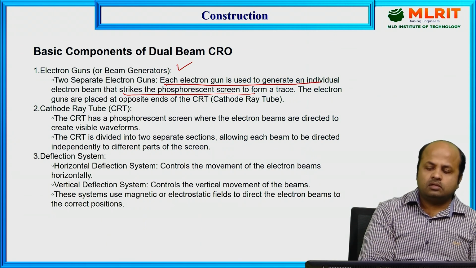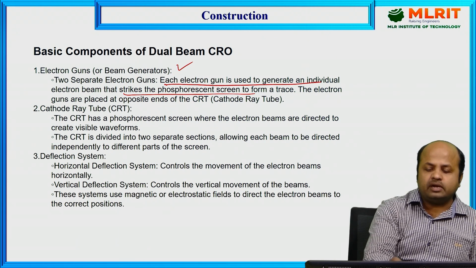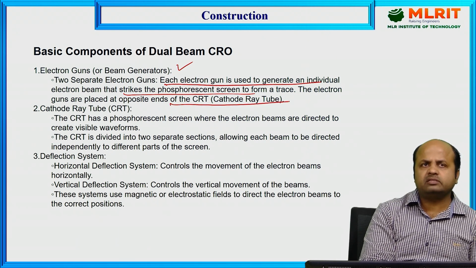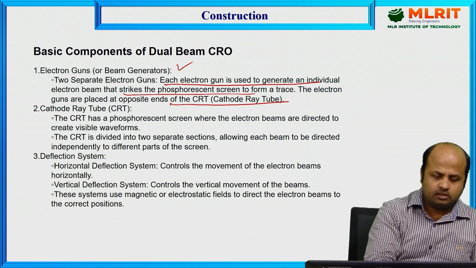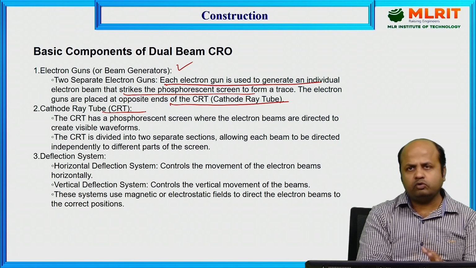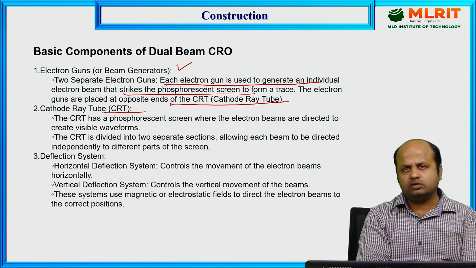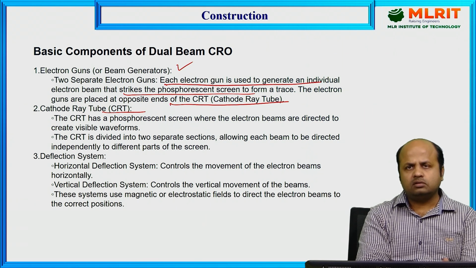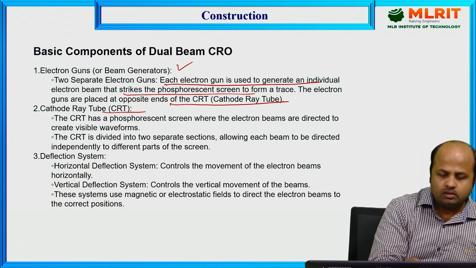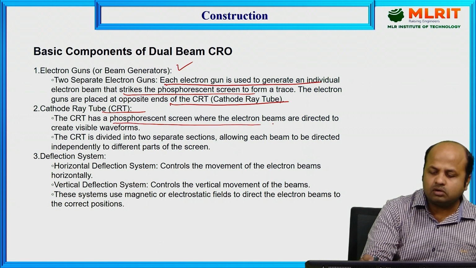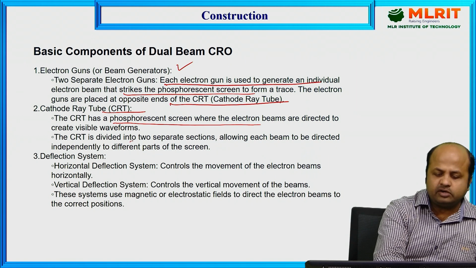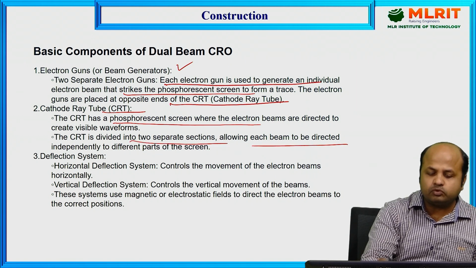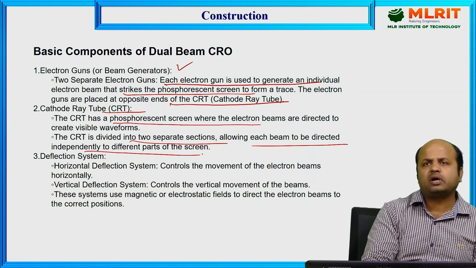The electron guns are placed at the opposite end of the CRT. The meaning of this line is that dual beam CRO has two electron guns, and both electron guns will eject the electrons separately. Then we have the CRT. In dual beam, inside the CRT, we will find the two electron guns placed side by side. The CRT has a phosphorescent screen where the electron beams are directed to create a visible waveform. The CRT is divided into two separate sections, allowing each beam to be directed independently to different parts of the screen.